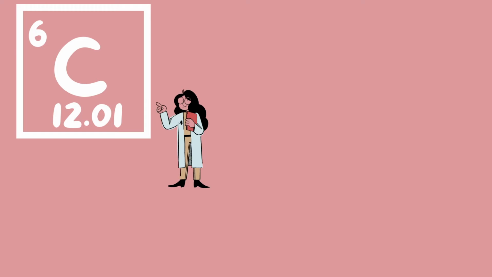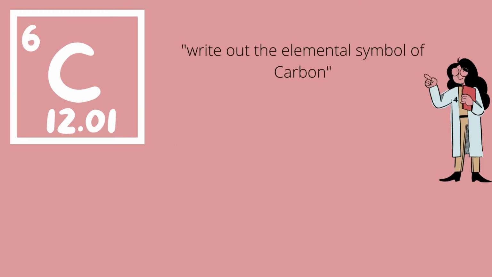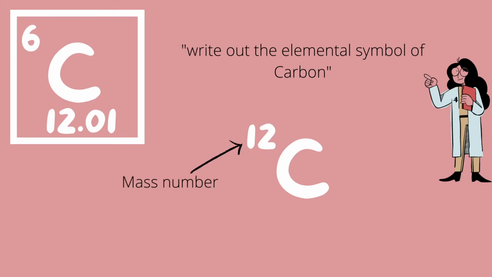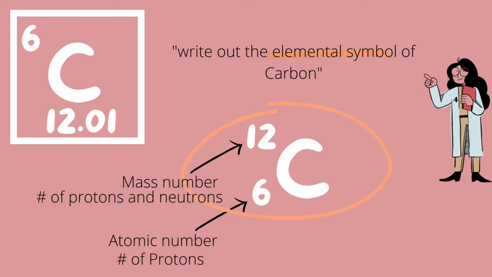But more than likely, on an exam, you will be asked to write or show the elemental symbol. This is how we do that, using carbon again as an example. We write the elemental symbol first. On the top left, we write the mass number, and on the bottom left, we write the atomic number. So you can see here, things are kind of flipped. And there you have it. This is the correct way to write out the element carbon.